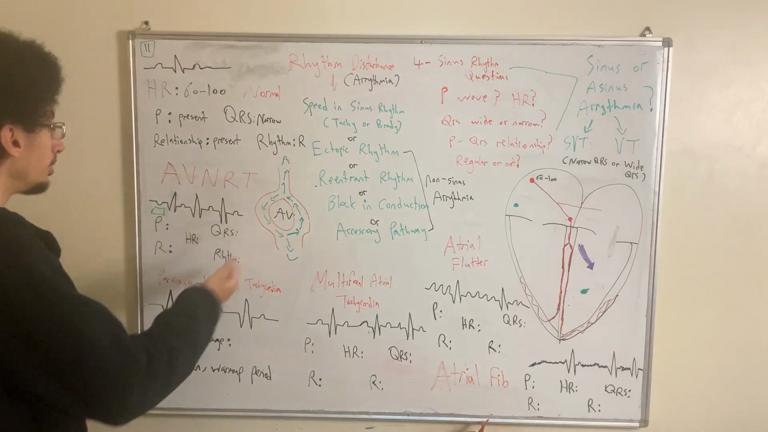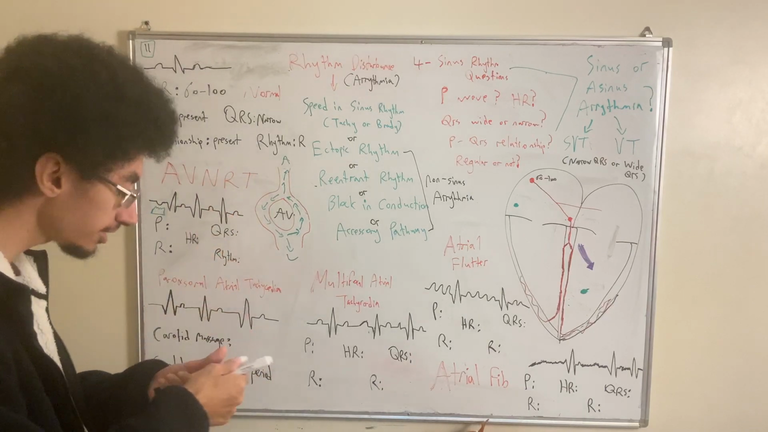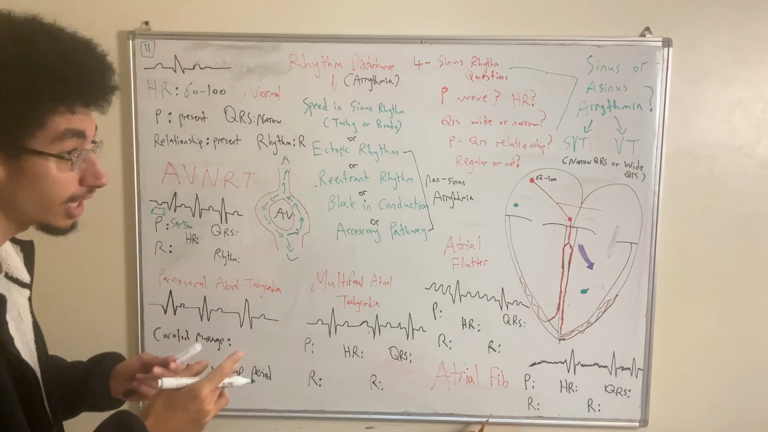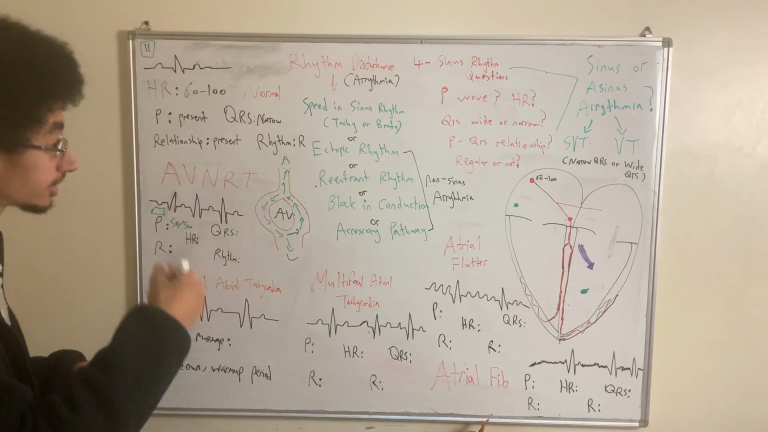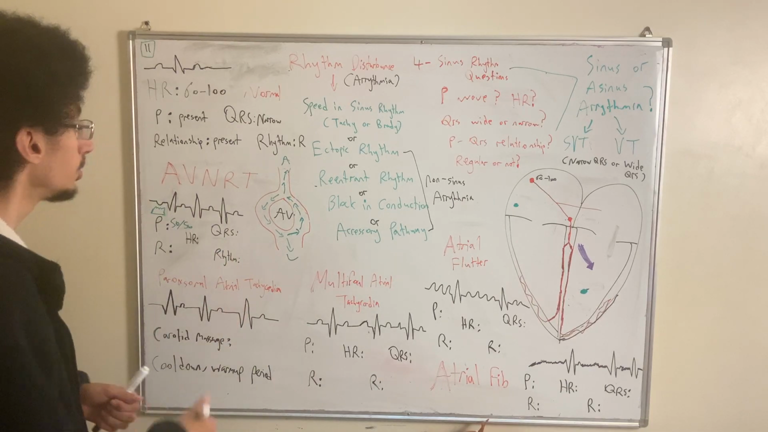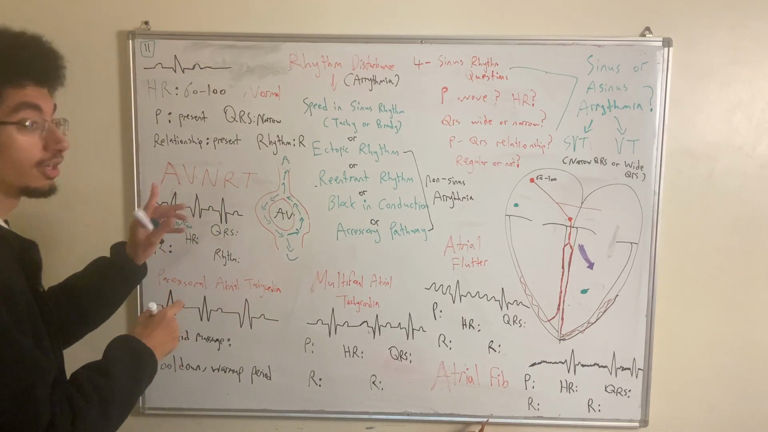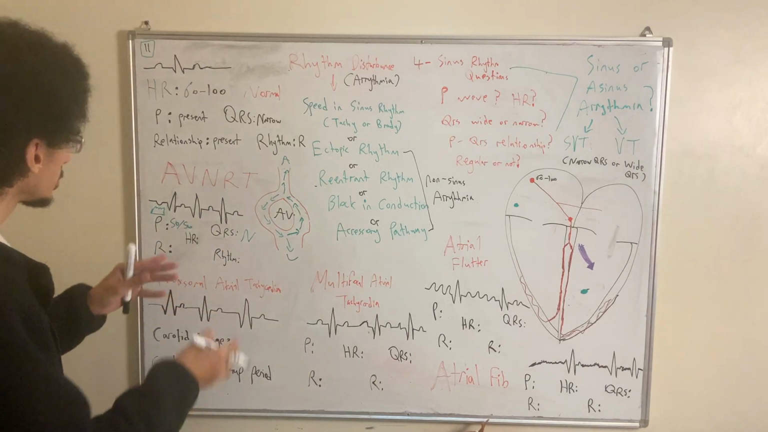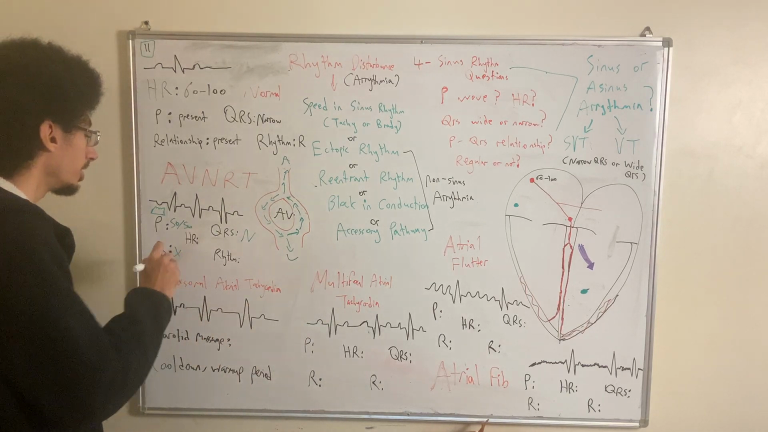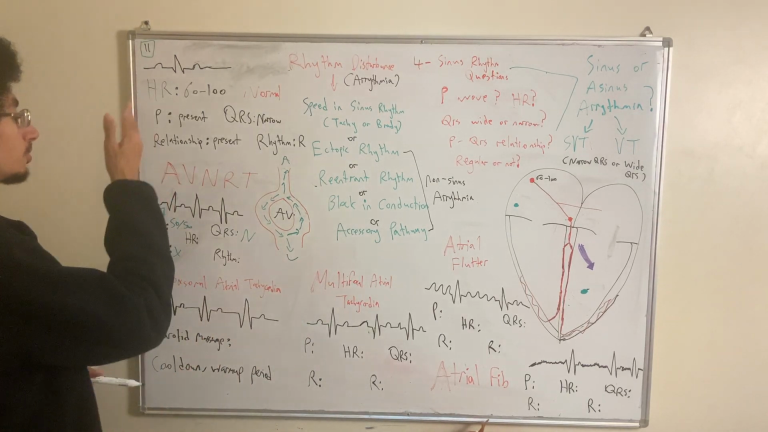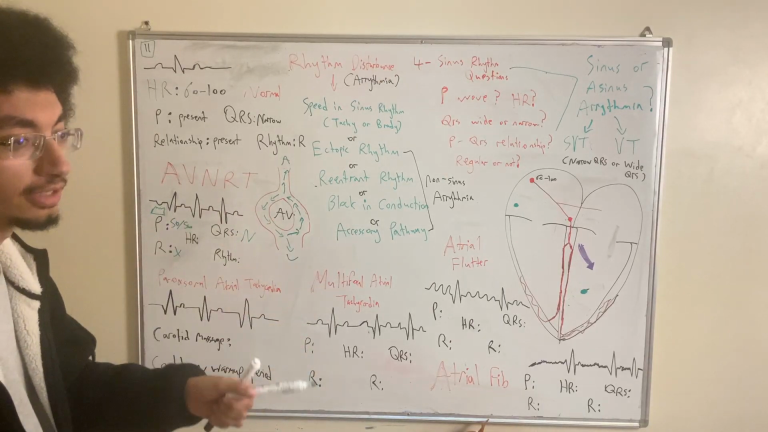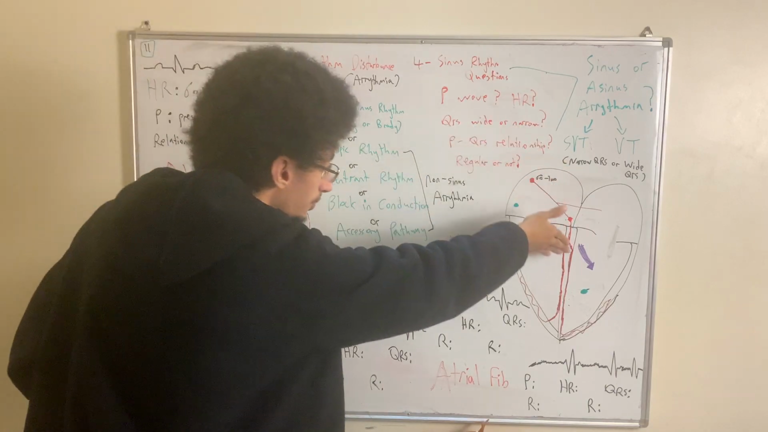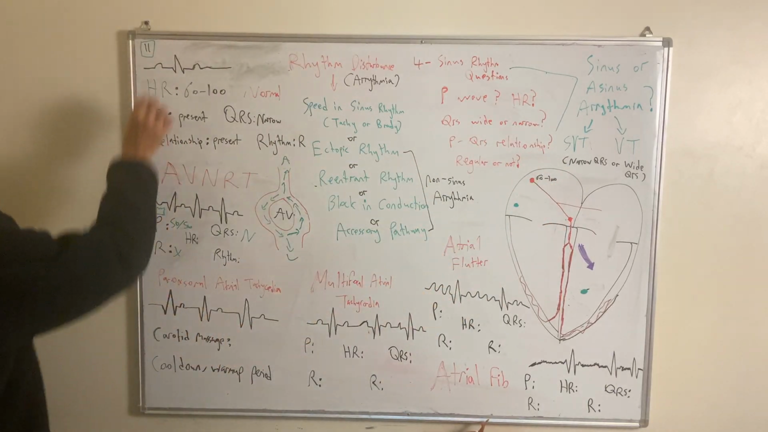So in AVNRT, when we ask ourselves, is there a P wave or not? Well, we'll say 50-50, meaning sometimes we might see a retrograde P wave, and sometimes we will not see a P wave. We will just see the QRS, which is narrow. It is normal. What about the relationship? The relationship is non-existent. We'll say X. That means the relationship between the P wave and the QRS is affected. There's no relationship because the action potential is not coming from the SA node to the AV node and eventually downwards to give you the PQRS.